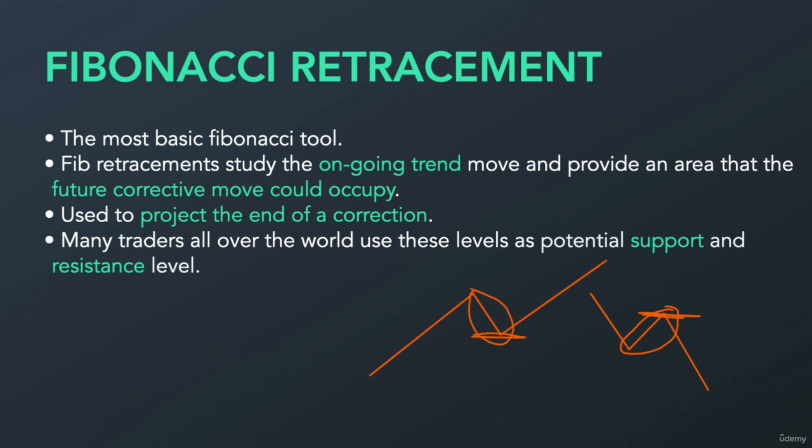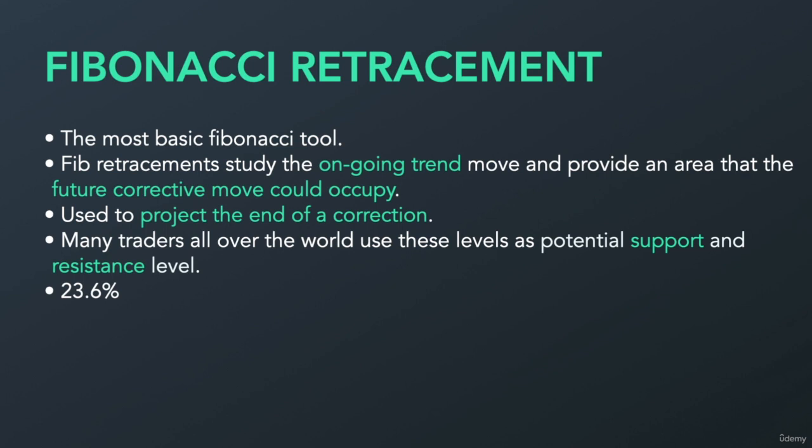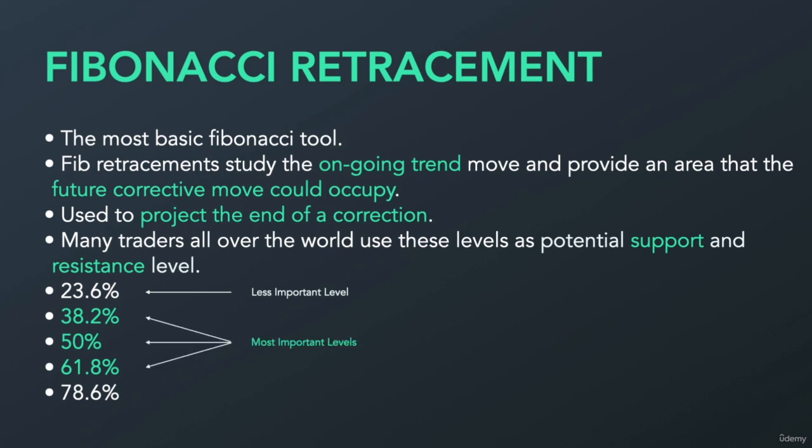So we have a lot of Fibonacci ratios, but what we're going to use are 23.6%, 38.2%, 50%, 61.8% retracement, and then lastly, 78.6%. So 23.6% is the less important level. 38.2, 50%, and 61.8% are the most important levels.